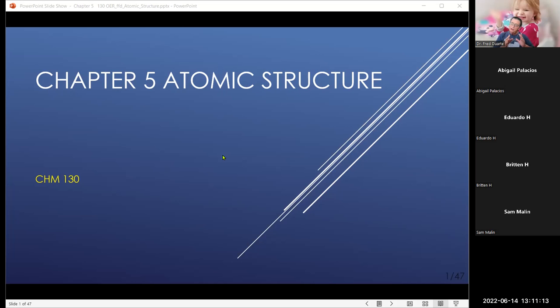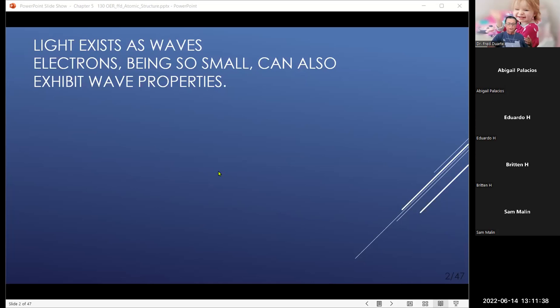But to do that, the fact that the electron is so small means it behaves like a light property, like light does, okay? Because being so small. Keep it in mind, we gave it a 0 atomic mass unit, but it still has mass, but it's so tiny that it behaves as a wave of light. So we're going to briefly discuss light itself, okay? Our model for light is that it exists as waves, okay? So electrons being so small can also exhibit wave properties.